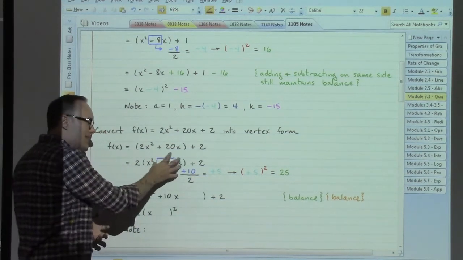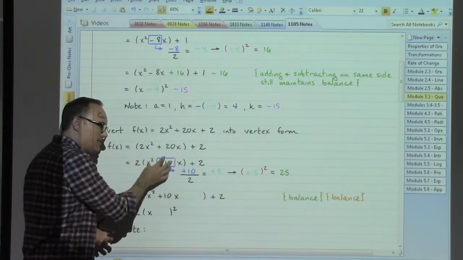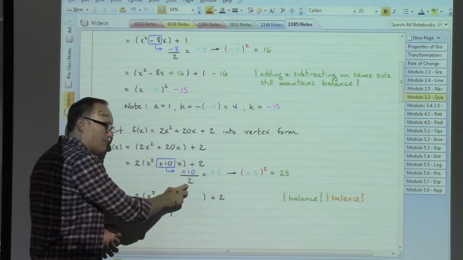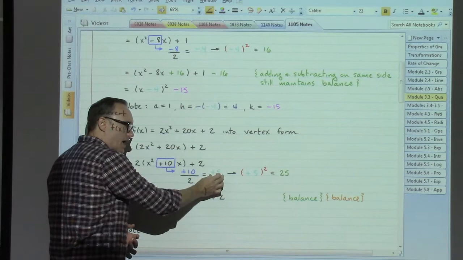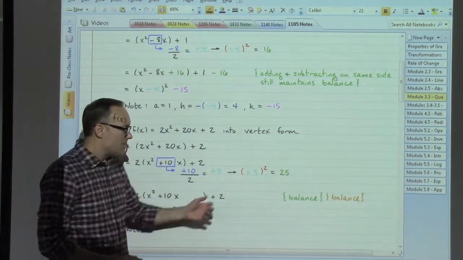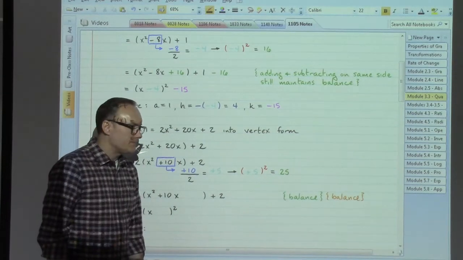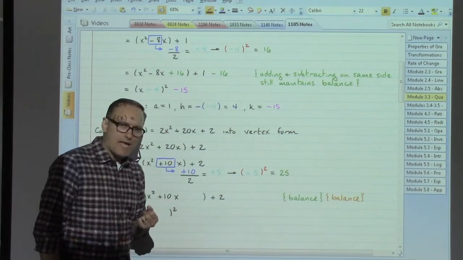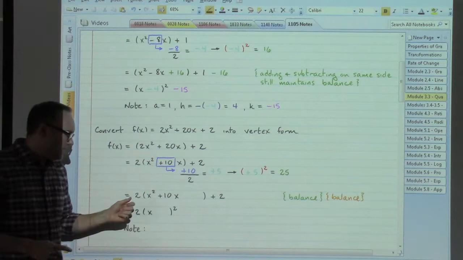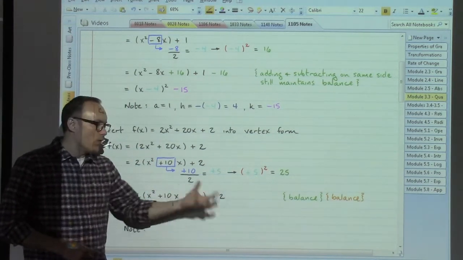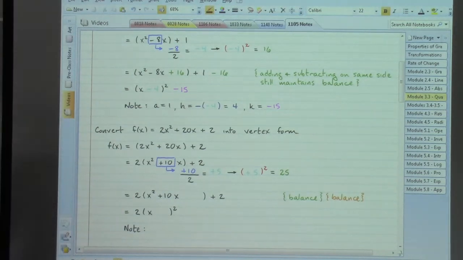That means that what we get inside these parentheses now has this plus 10. So we'd be using that plus 10, dividing by 2, getting that plus 5 in light blue, taking the plus 5 and squaring it, and getting 25. Now we've got to do our little balancing act. We're going to take the x stuff, and we're going to put in a 25.